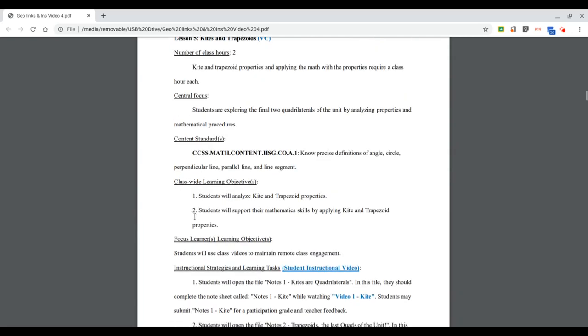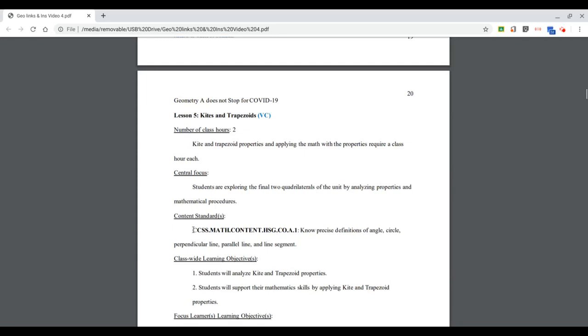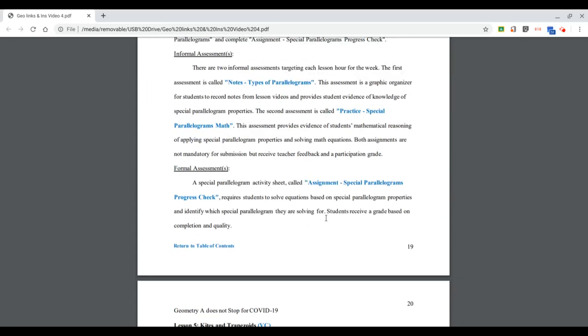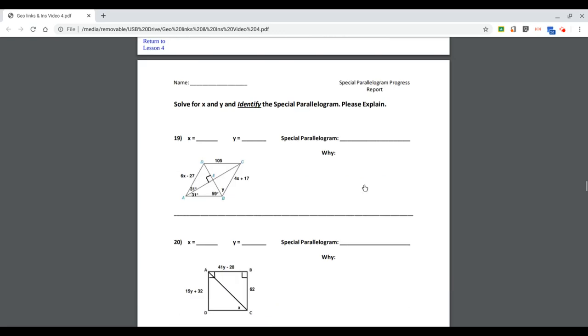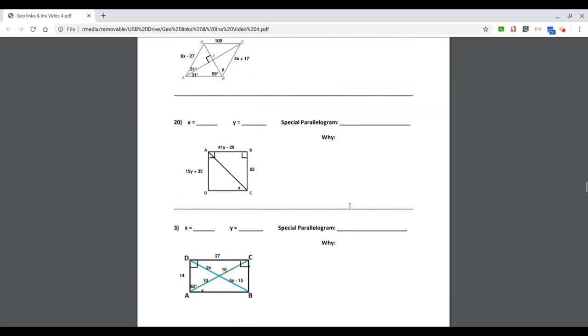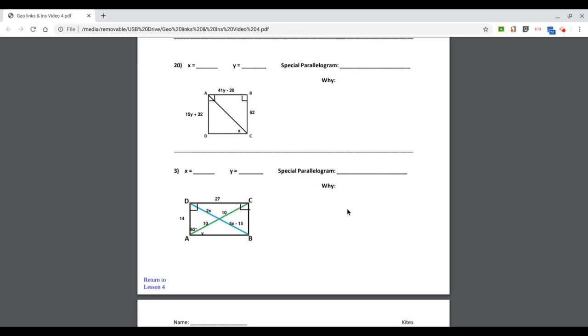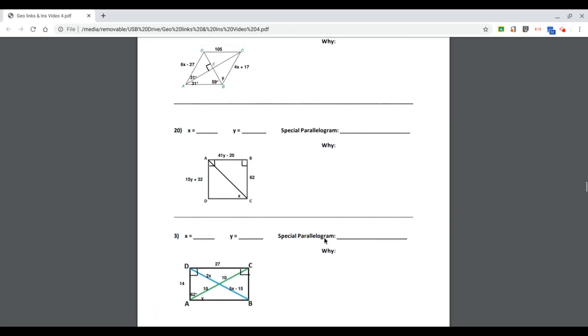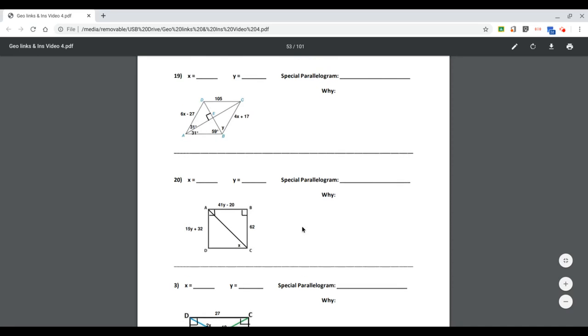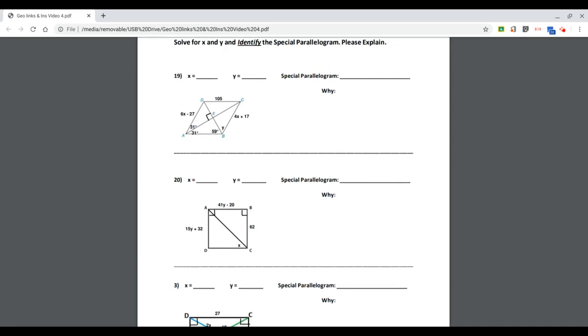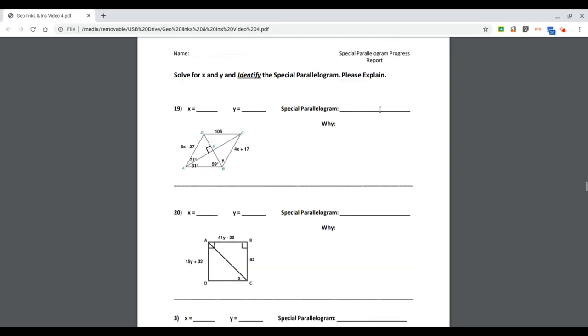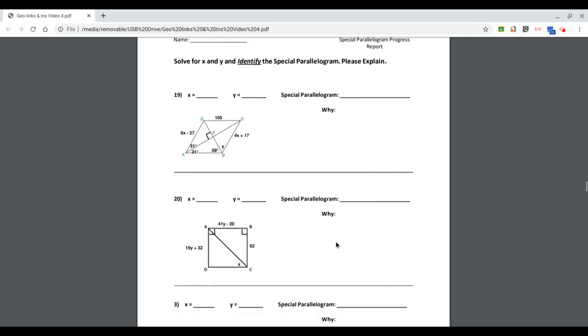All right, and for the formal assessment, we have the assignment special parallelograms progress check. Again, the progress checks are fairly short. They're ideal to be like a quiz for the students. There is a lot of concepts in here that the students must know to solve these. And if you look, they want to know what type of special parallelogram, how to find X and Y. So there's a lot of little procedures in this assignment. So it's a concise assignment to really show all the informal assessments in a formal assessment.